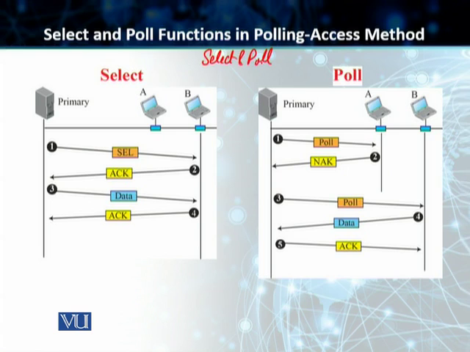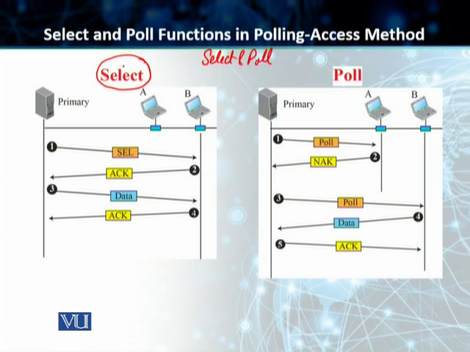In the first case, as you can see, we have a primary, and the first example is of the select function. This function is used whenever the primary device has something to send to the secondary devices. Remember that the primary controls the link. If the primary is neither sending nor receiving data, then by default the primary knows that the link is idle and can be used. So if the primary has something to send, the primary device sends it.